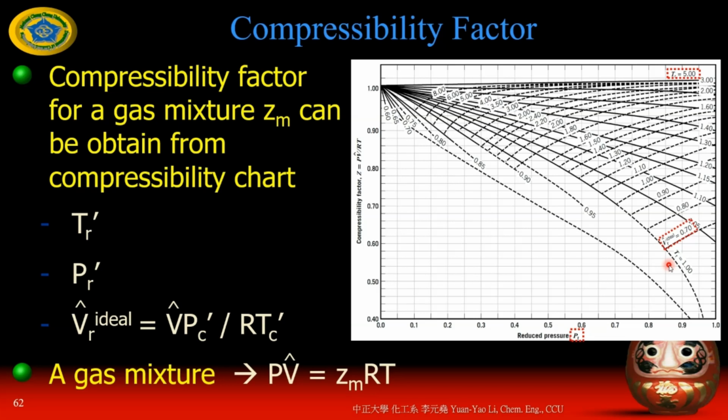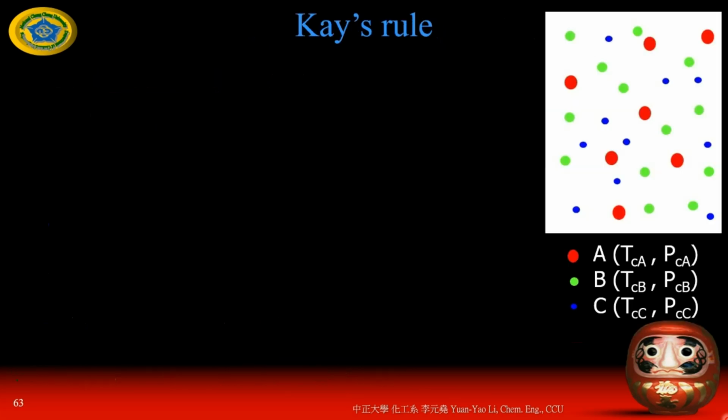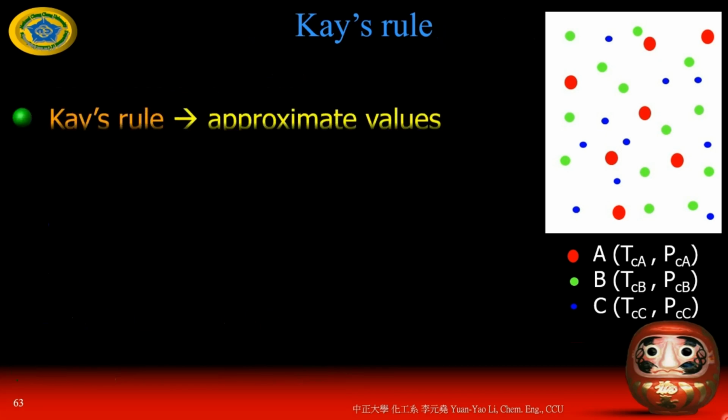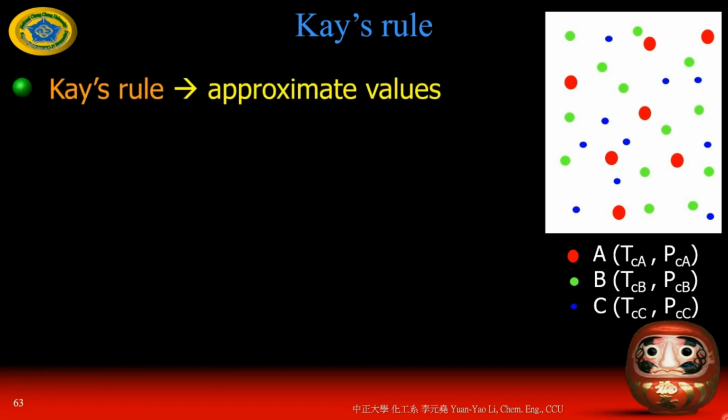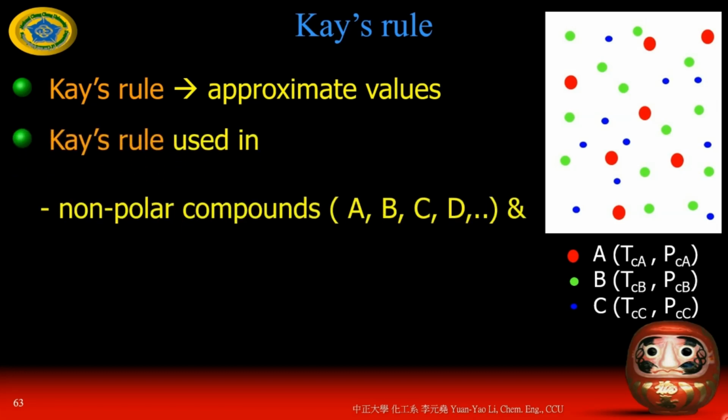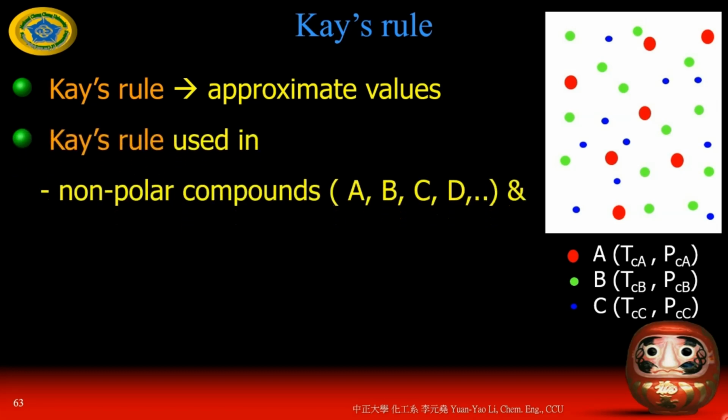So for a gas mixture, PV over RT equals Zm. M stands for mixture, right? R is the gas constant, and T is temperature. So what's Kay's rule? Kay's rule is a kind of approximation only. It's not the exact value. And Kay's rule is normally used for non-polar compounds. So A, B, C, D normally are not polar compounds, they are non-polar compounds.